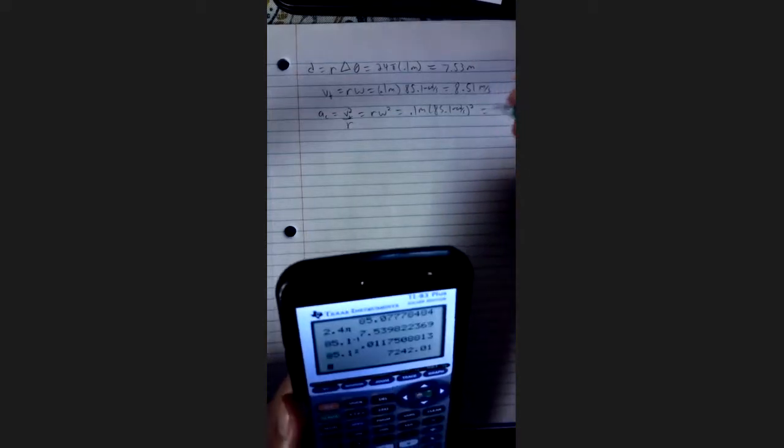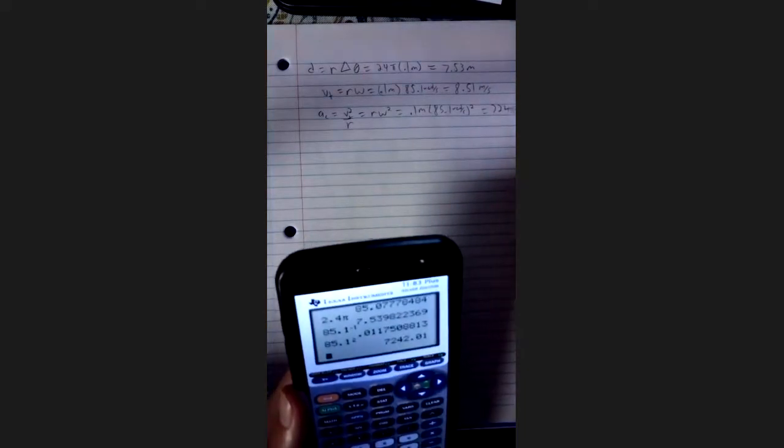So this is 724 meters per second squared. Next, you want to know how much work has been done on the mass at this time. Well, the work done from a torque is the torque integrated over the angle. Now our torque here is constant, so we can pull it out. And so our total work is just our torque multiplied by our angular displacement.